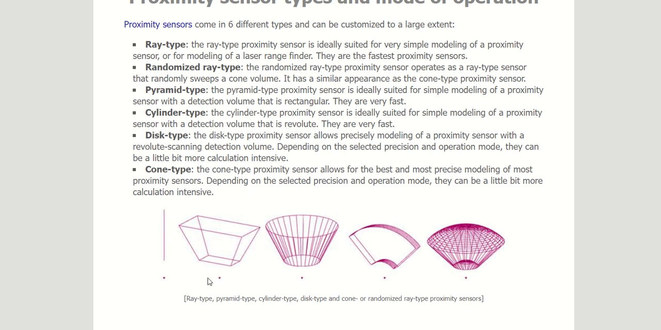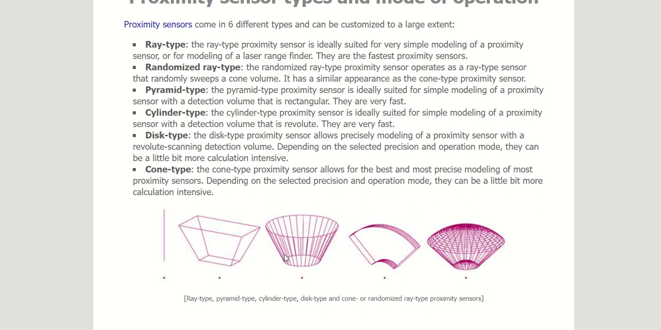Then we have the cylinder type, which is ideally suited for simple modeling of proximity sensors with a detection volume that is revolute. And because they are revolute volumes, they are also very fast. They are required to be very fast. So the third one that you are seeing here is the cylinder type. The fourth one is called the disk type.